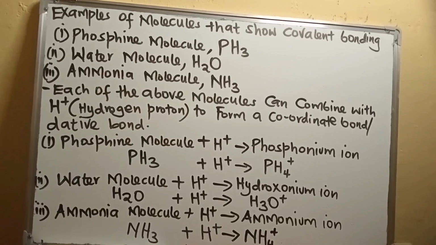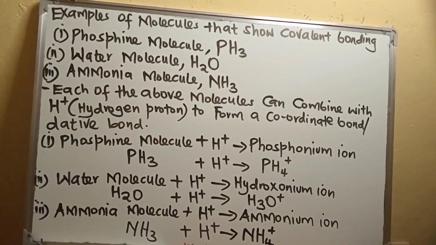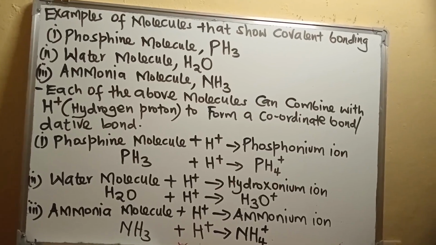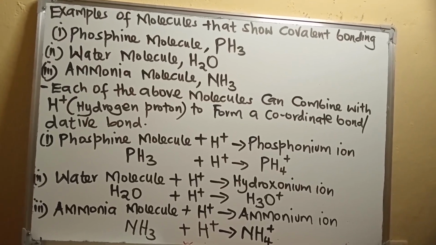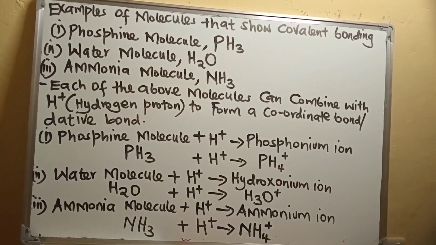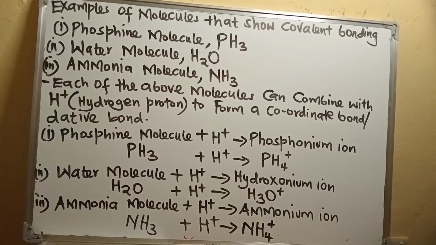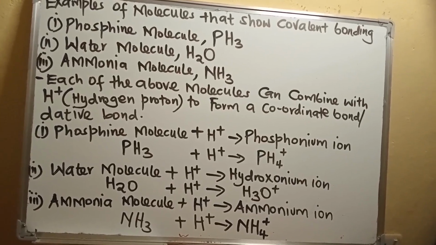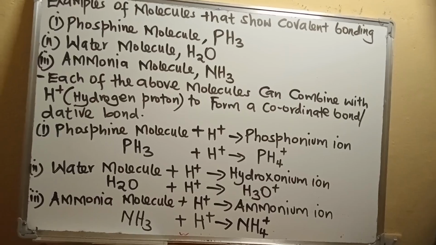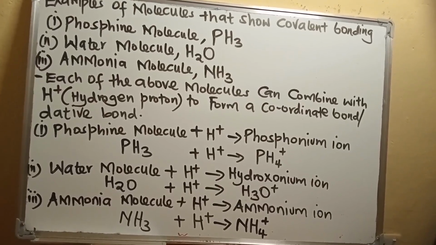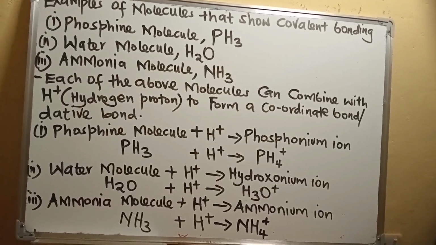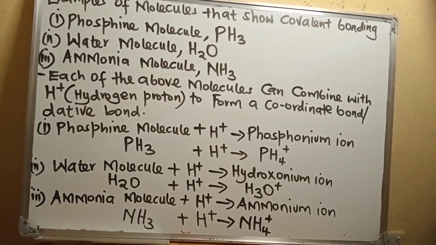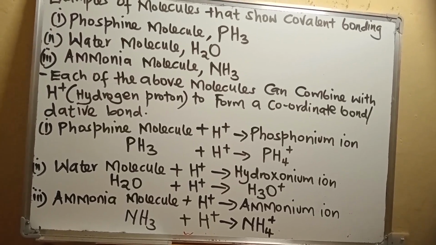Next, we have examples of molecules that show covalent bonding. We have the phosphine molecule, the water molecule, and the ammonia molecule. Each of the above molecules can combine with a hydrogen proton to form a coordinate bond or a dative bond, where we have the phosphine molecule combining with the hydrogen proton, forming a phosphonium ion, the water molecule combining with the hydrogen proton, forming the hydroxonium ion, and finally the ammonia molecule combining with the hydrogen proton to form the ammonium ion.